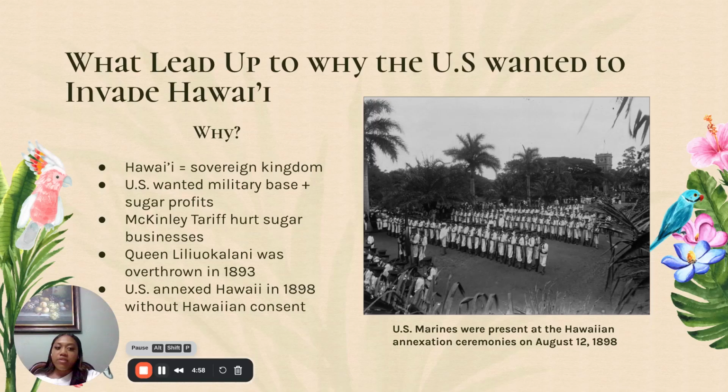She gave up the throne peacefully to avoid bloodshed, but she never gave up on her people. Even though President Cleveland said the overthrow was wrong, the U.S. still annexed Hawaii in 1898 under President McKinley without any vote or consent from Hawaiians.